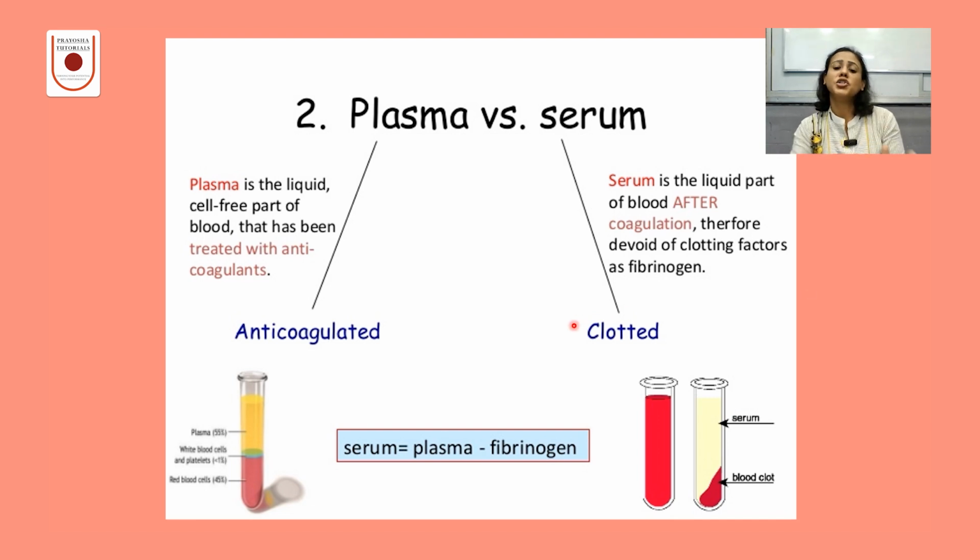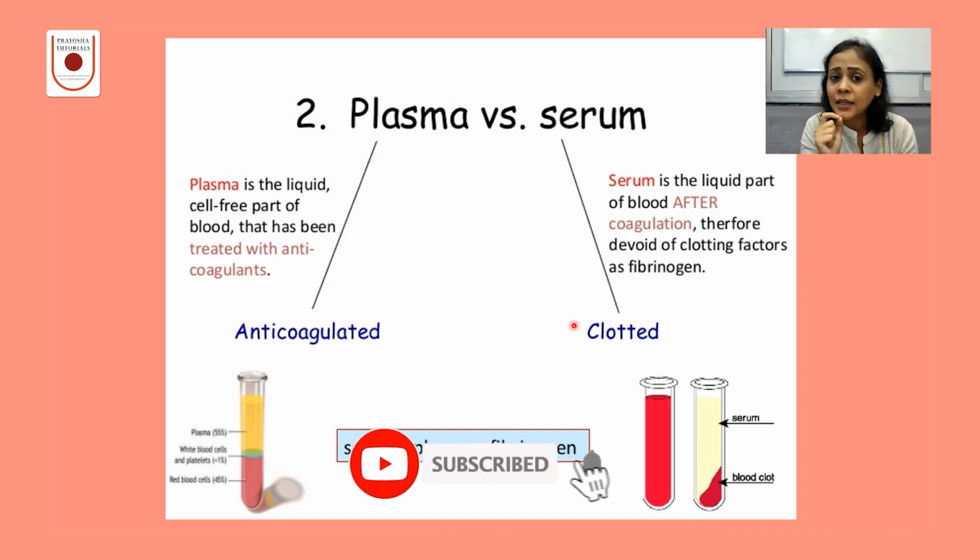Coming to the difference between blood plasma and blood serum. Plasma is the liquid cell-free part of the blood that has been treated with an anticoagulant. Heparin is an anticoagulant naturally present in our body. This is not given in the textbook, so we should remember heparin is the natural anticoagulant.